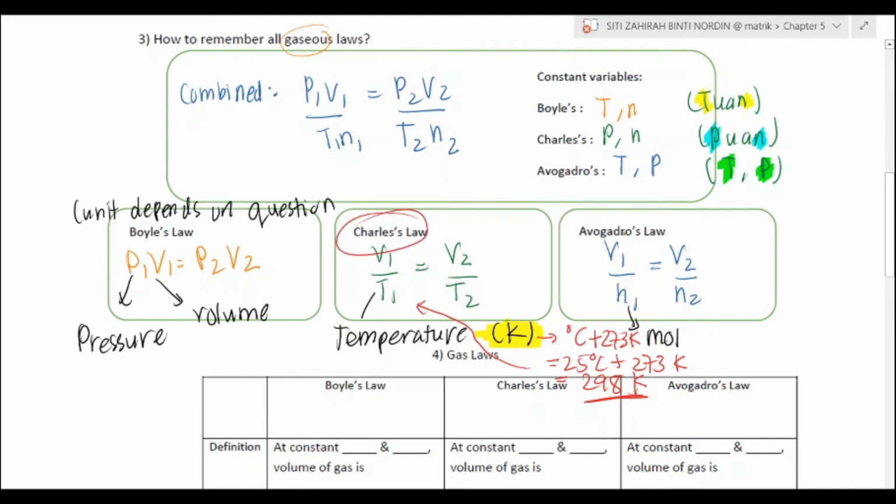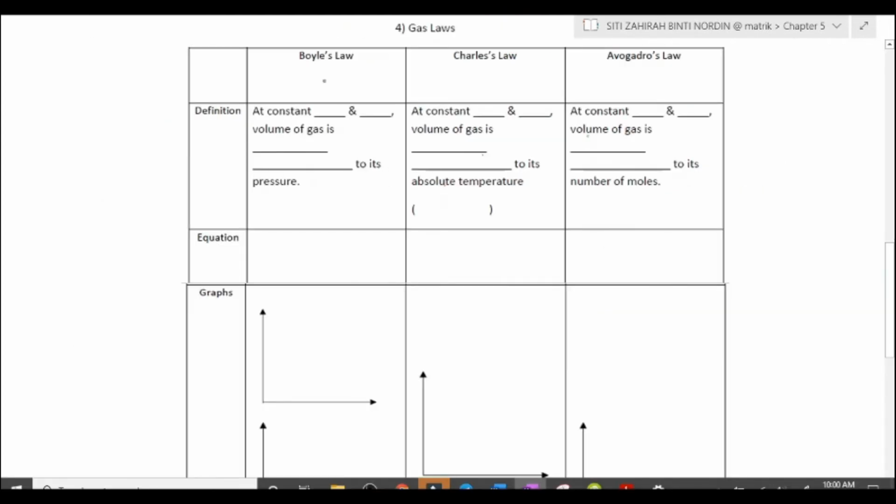Okay, for Avogadro's, again, all the units depend on the question except for temperature. For Charles, it must be in Kelvin. Next, the whole summary for gas laws.